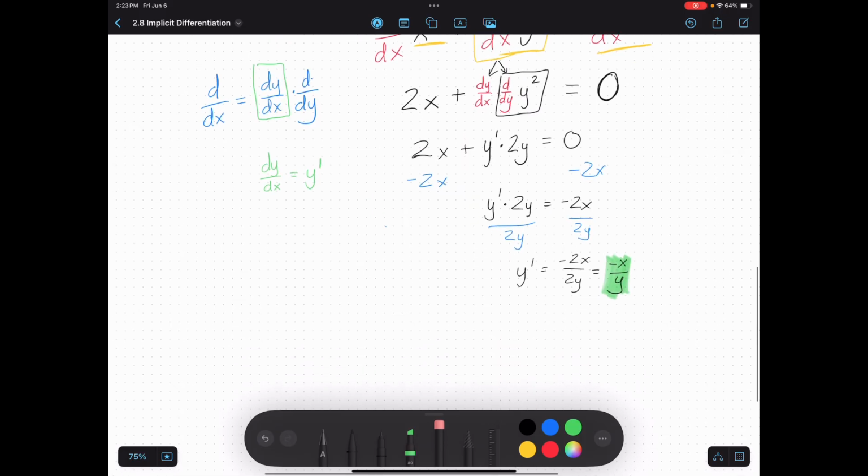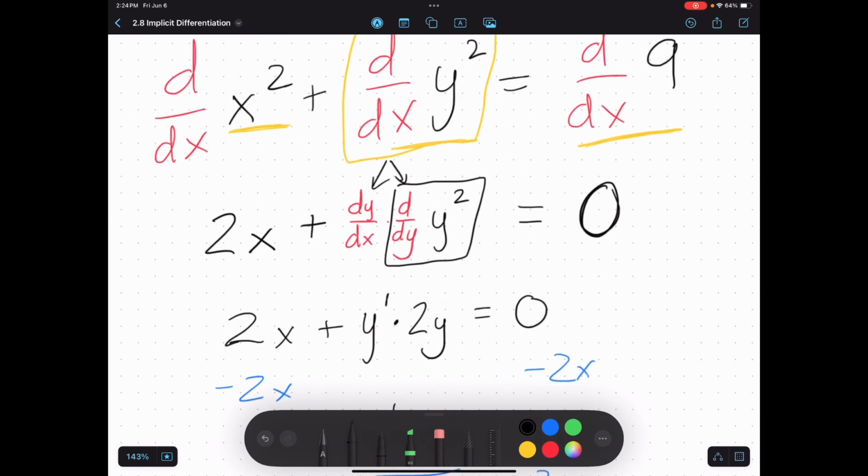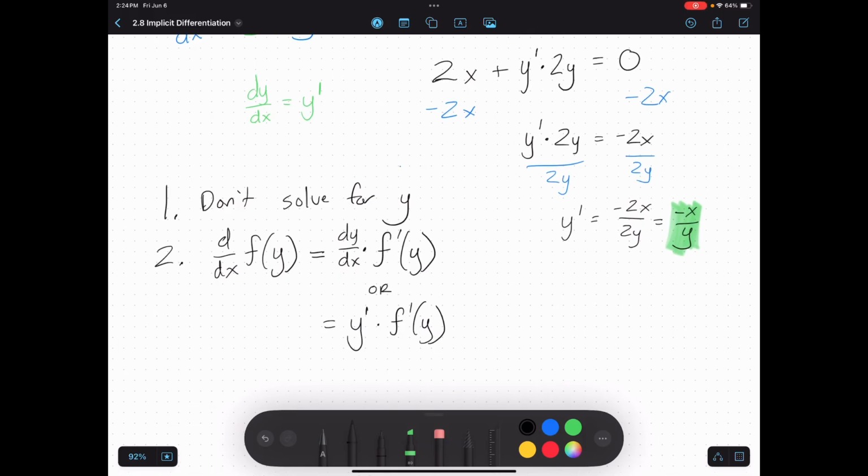So let's summarize. When I use implicit differentiation, things to keep in mind. First off, don't solve for y. And second off, if you end up taking the derivative of some function that's in terms of y, like that y squared that we ran into over here, when I'm trying to take the derivative in terms of x, but it's a function in terms of y, what did we end up doing? We ended up taking the derivative like normal, but then multiplying it by dy over dx when I was done, or y prime. And those are kind of the two big ideas with implicit differentiation.